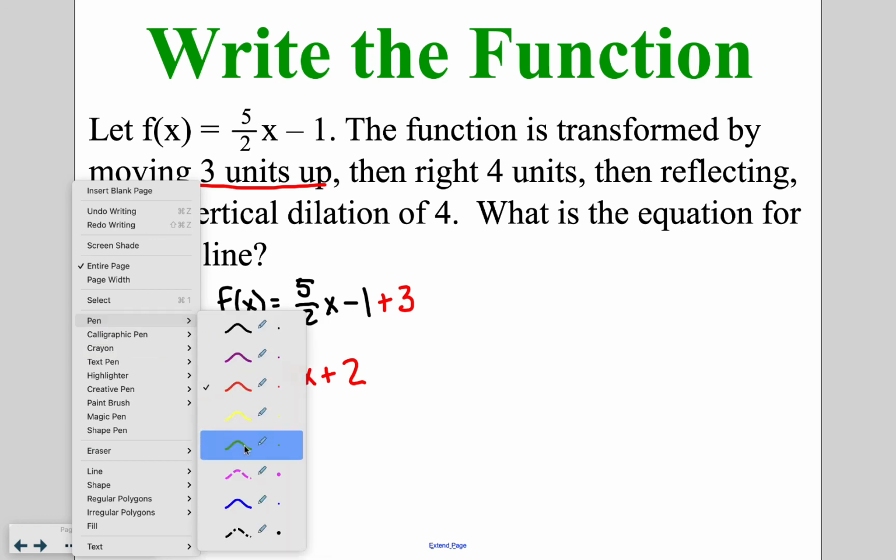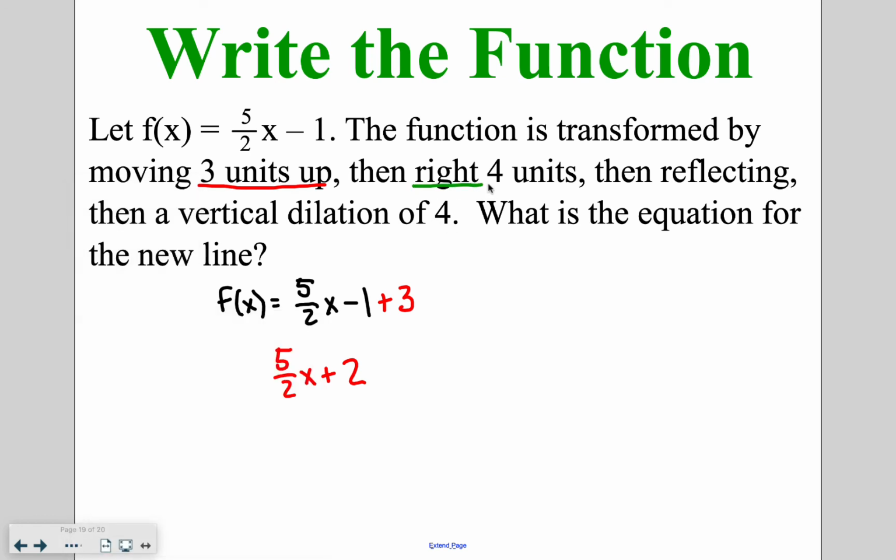My next movement is to go right 4 units. Remember, the left and right movements apply in the middle of the function to x. So we need to put that in parentheses. So I'm going to have 5/2 x. We're moving right, so that's going to be minus 4. And then we still have our plus 2 at the end.